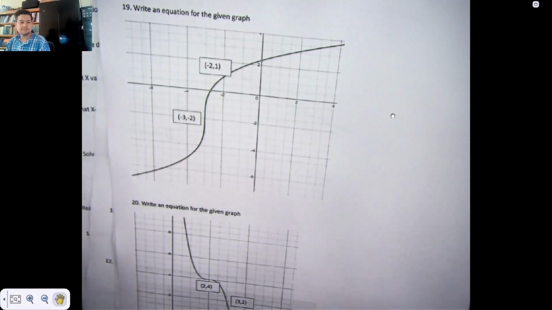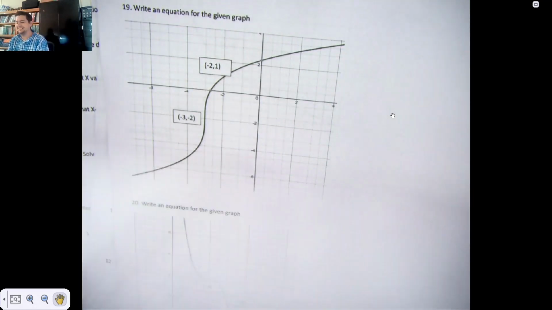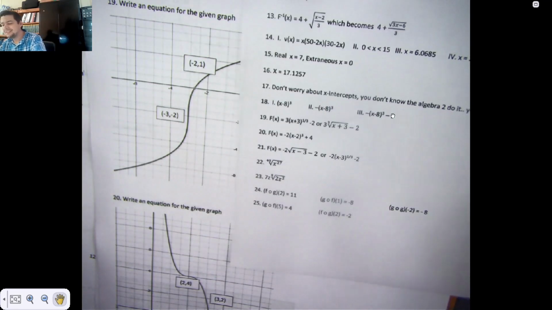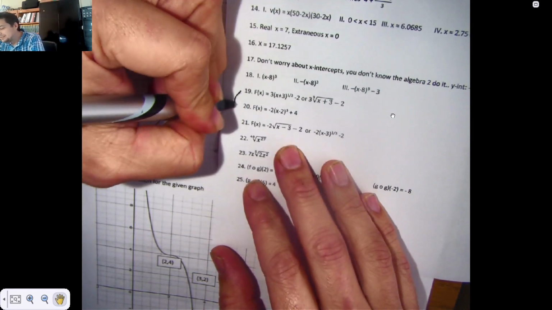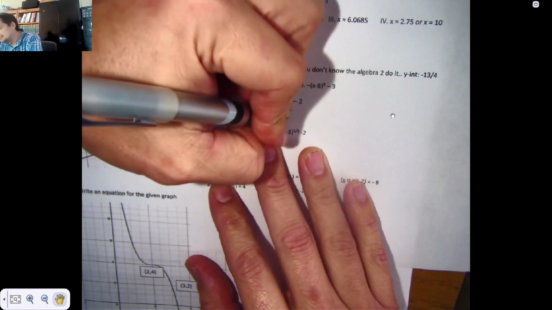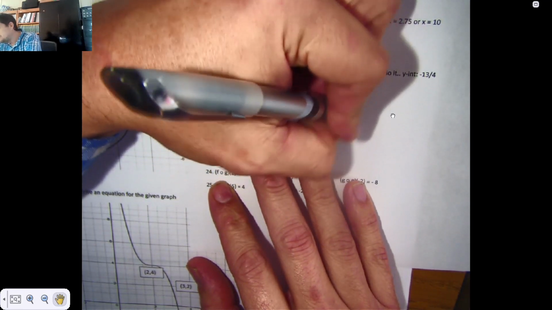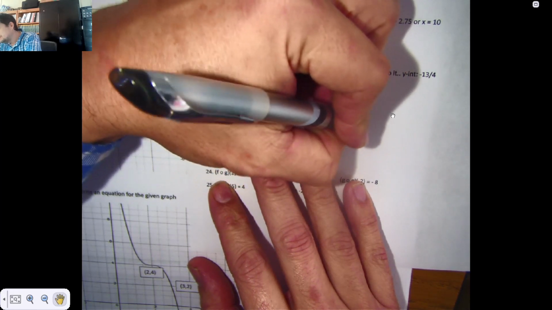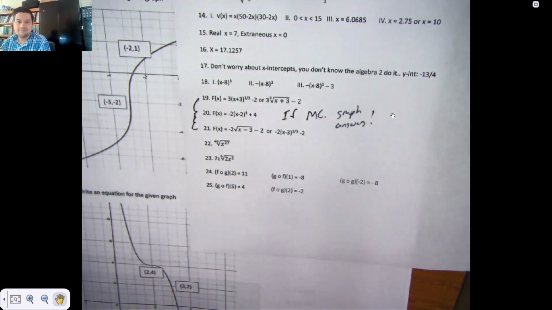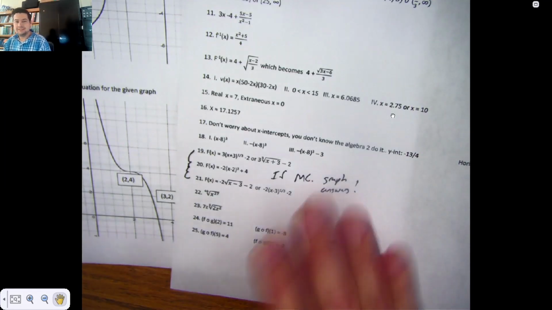19's really easy. Like some of you morons. 19, 20, 21. If multiple choice, graph the answers. Like graph them. Like that's it. So I'm just going to do number 20.